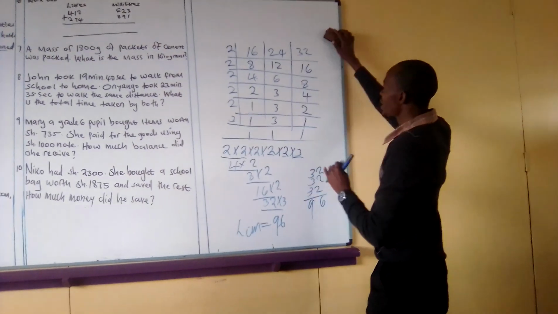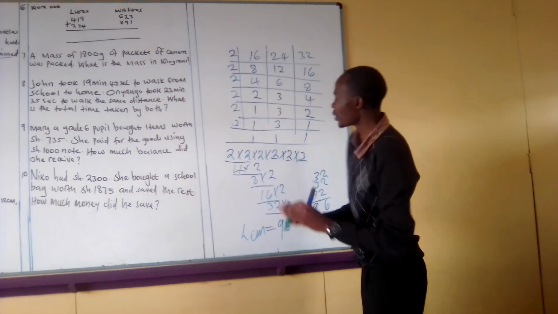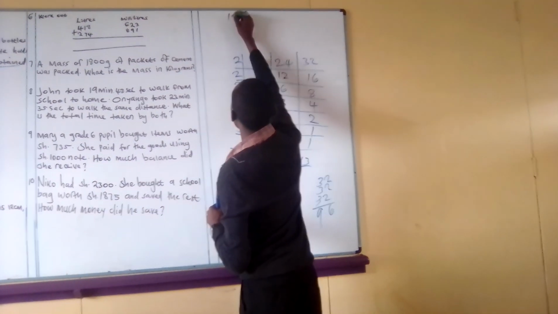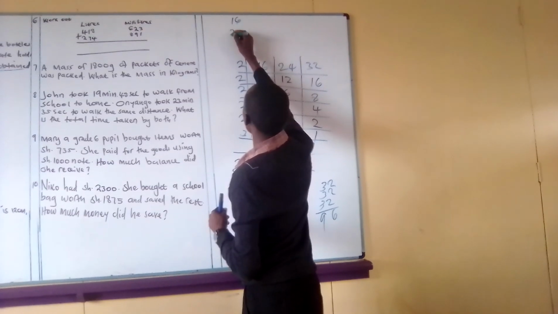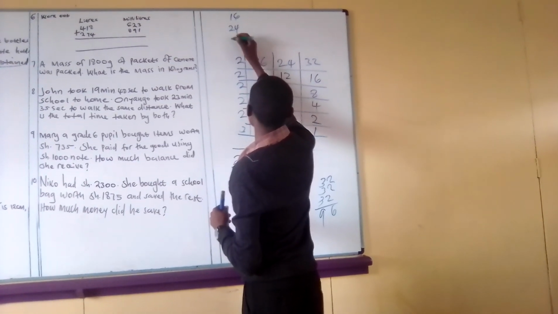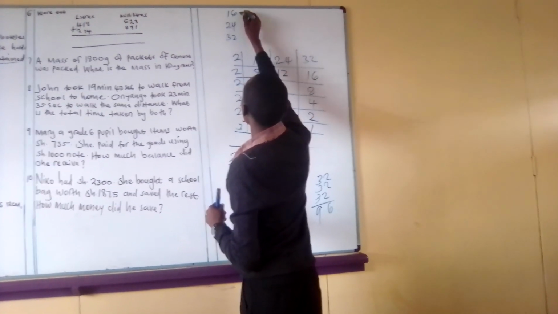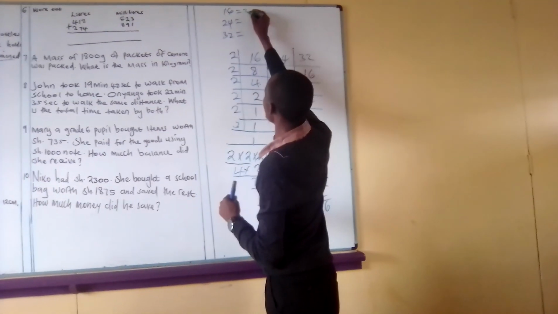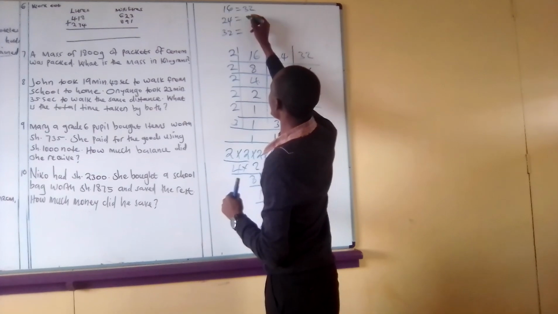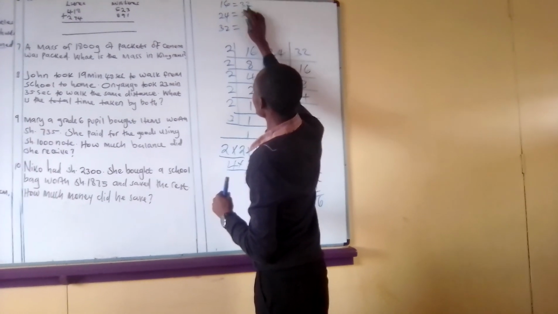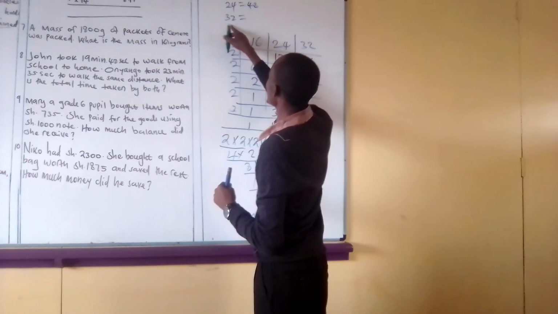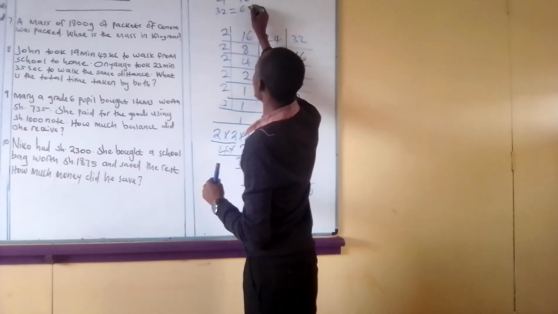We want to prove using the other method. The other method, we are just going to write here 16. And then we write here 24. Then we write here 32. And then we say the answer is 16 plus 16 is 32. 24 plus 24 is 48. And 32 plus 32 is 64.